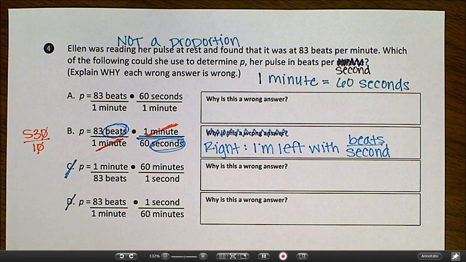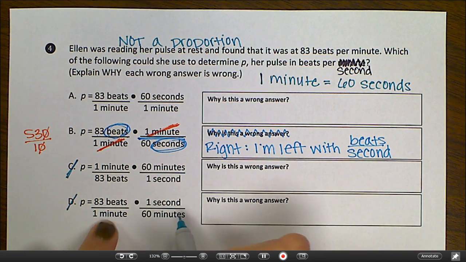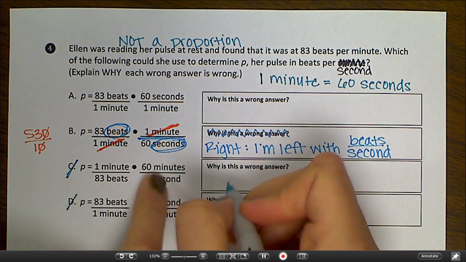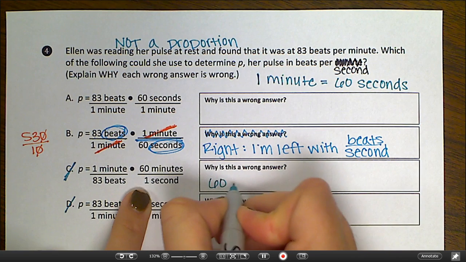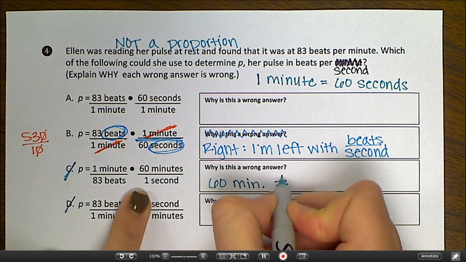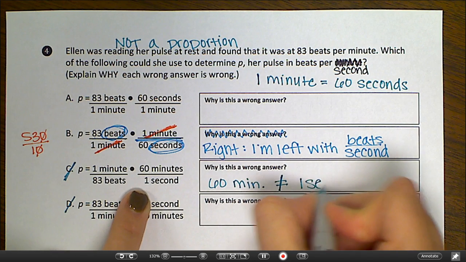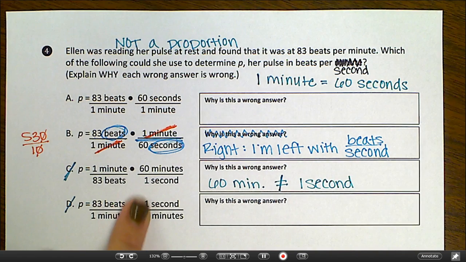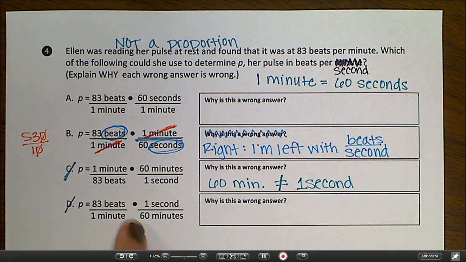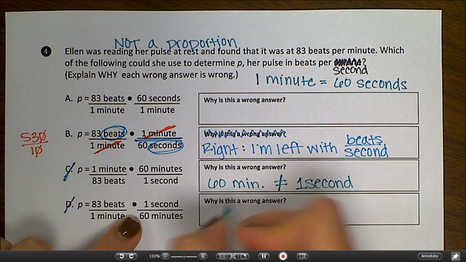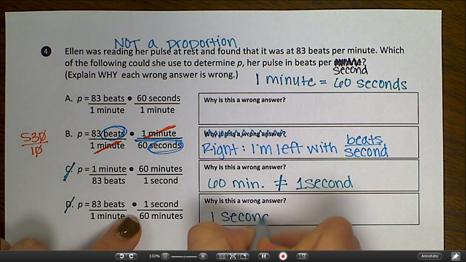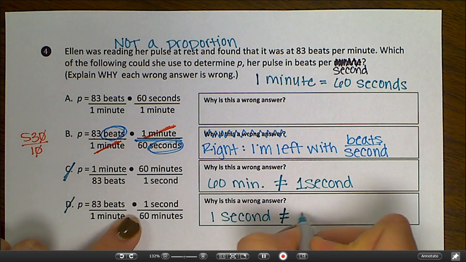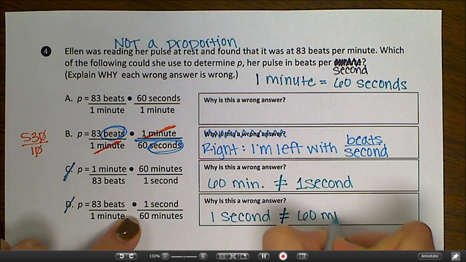Now, these two I got rid of. This one I got rid of because it said, okay, 60 minutes equals 1 second. Well, that's not true. So 60 minutes does not equal 1 second. So that one can't be right. This one, same thing. 1 second does not equal 60 minutes. They just flip-flopped it.